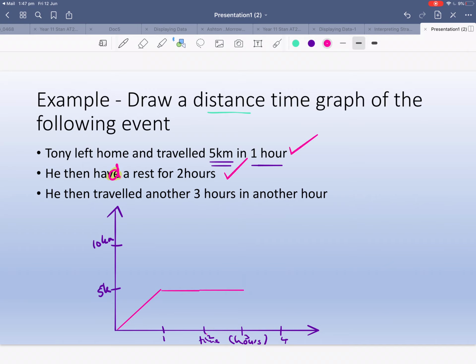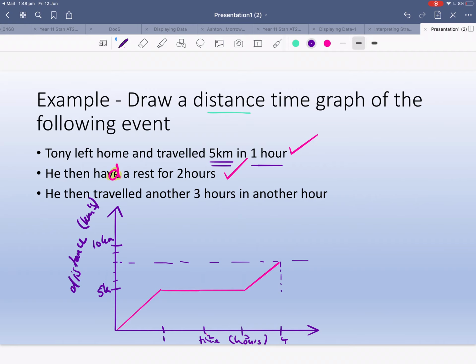And then it says, then he traveled another 3 kilometers in an hour. So what we have to do is that's 5, 6, 7, 8, 9. So probably around here. And this is an extra hour here. So we have to draw a line that goes from here to here. All right. And this is distance in kilometers. Okay. And I probably did it a bit messy, so let's clean that up.